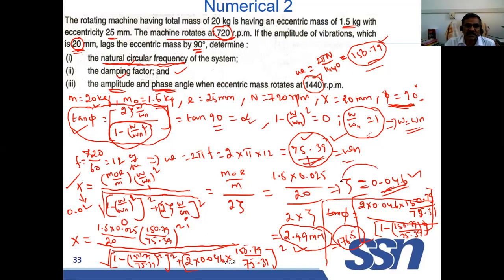So natural frequency is 75.39, damping factor is 0.046, amplitude of vibration is 2.49 millimeters, and the phase angle is 176.5 degrees. So this is the way you can solve this problem.